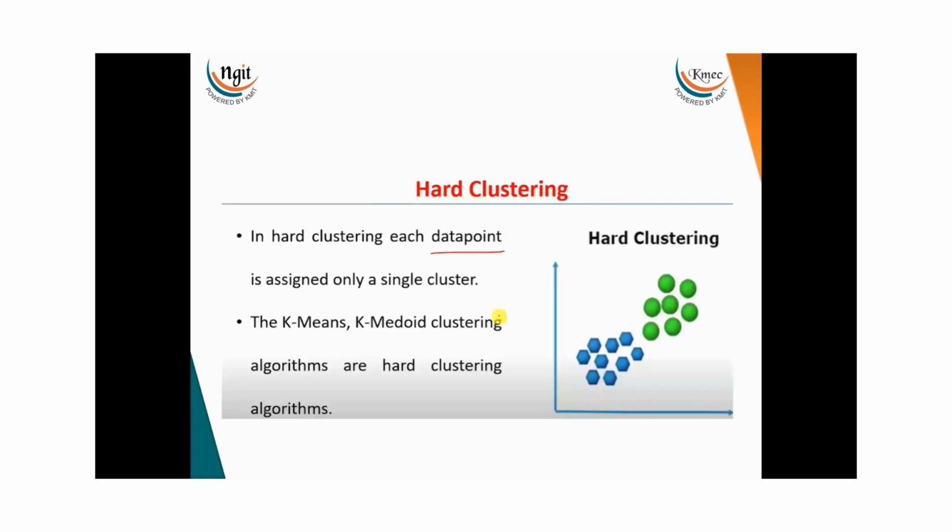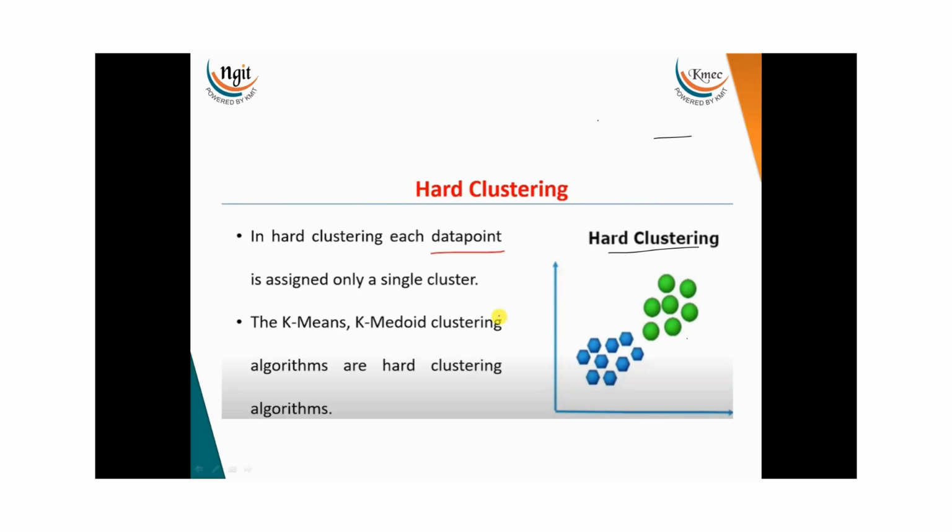Now, whenever I'm talking about clustering, clustering could be of two types. One is called hard clustering and the other is called soft clustering. If you remember, in the previous class we discussed the k-means algorithm, and there we discussed that each data point will belong to a single cluster. When every data point belongs to a single cluster only, it is called hard clustering. I hope it is clear what exactly hard clustering is.